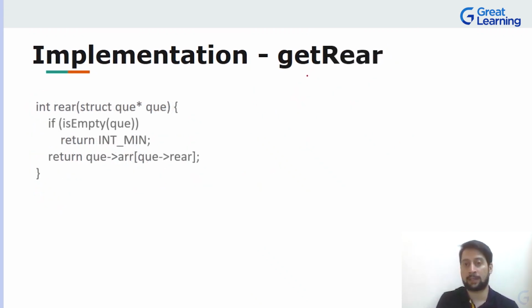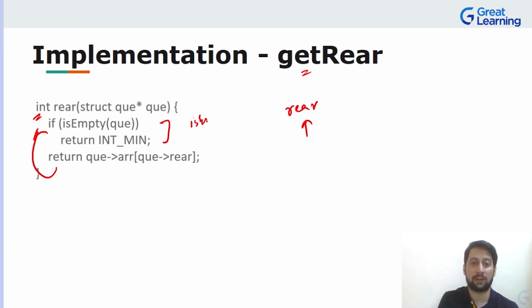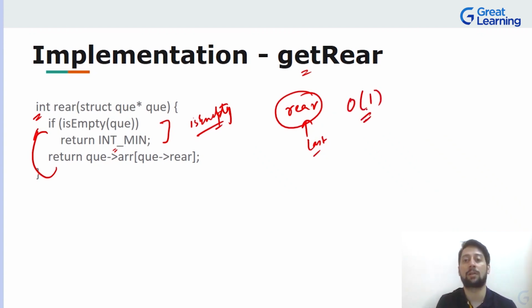Similarly, we can have this function, get rear. Again, we have the pointer that is pointing to the last element, and we straight away return that value, an integer. We also check the is empty condition to see if there are elements in the queue, and only then do we return the last element. Again, this minimum is the minimum value of the integer. Since we have access to this rear pointer, the last element is available to us, so this will be performed in a constant amount of time.